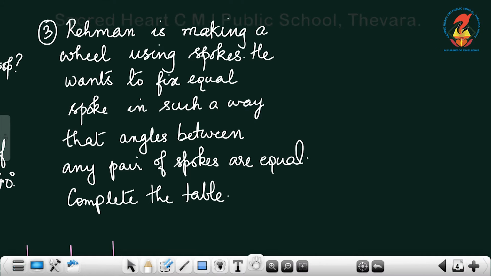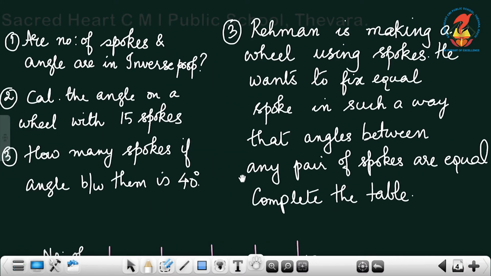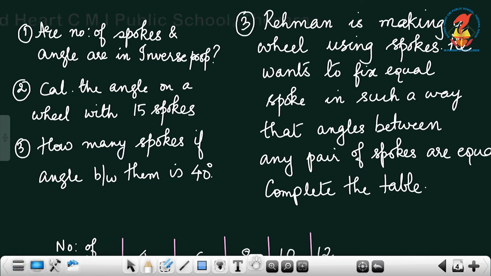There is a picture given there. There is a wheel, and inside the wheel you can see rods kept. That is called a spoke, and Rahman is making a wheel using spokes. He wants to fix equal spokes in such a way that the angle between them is equal. Now there are 3 subdivisions. Are the number of spokes and angle in inverse proportion?